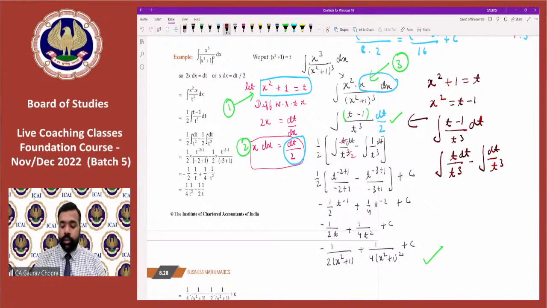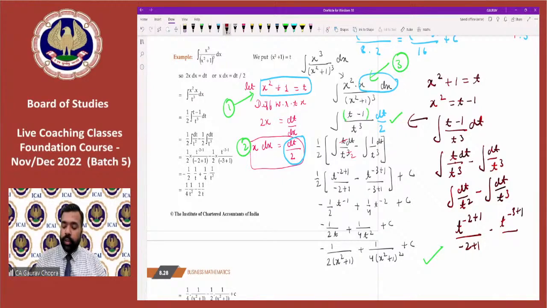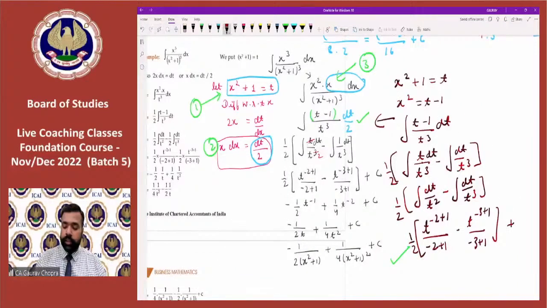Then after that t got cancelled. So final will be t dt by t square and here dt by t cube. So the result is t to the power of minus 2 plus 1 upon minus 2 plus 1 and here also t to the power of minus 3 plus 1 upon minus 3 plus 1, and half is common in each and every step because half was already available outside. Okay, and at last we had applied plus c. So in this manner we had done the integration.